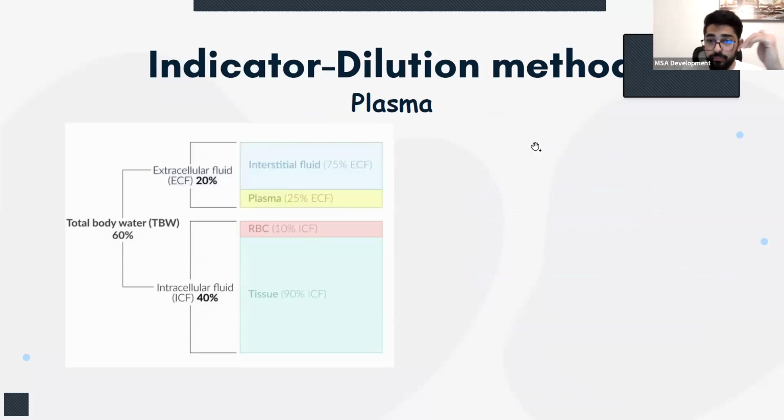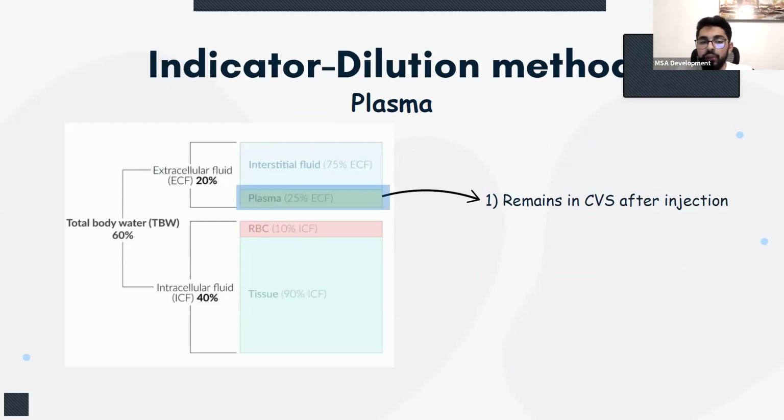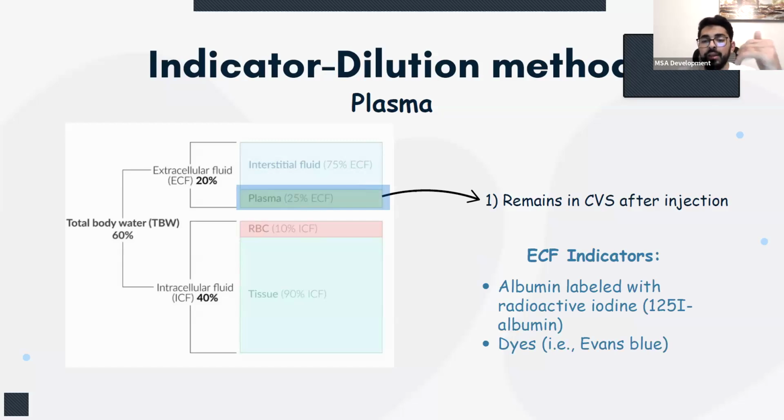Last but not least is the plasma. So you inject a certain indicator into the veins, and you want it only to stay in the blood to measure only plasma. And that's going to be your only criteria for the case of plasma. It's going to be able to remain only in the circulation and does not leave the circulation. And also, it shouldn't be able to go into cells. It only remains outside cells, only in the bloodstream. And indicators that follow this criteria are albumin labeled by radioactive iodine and some certain dyes.